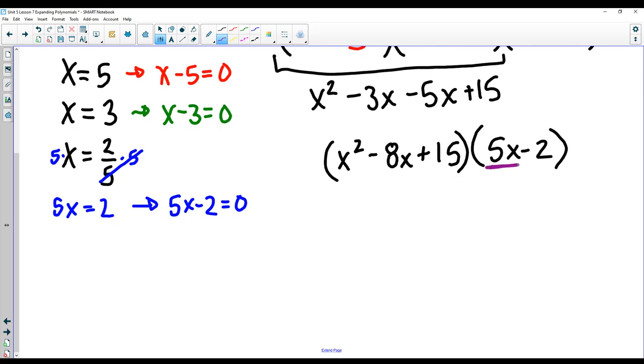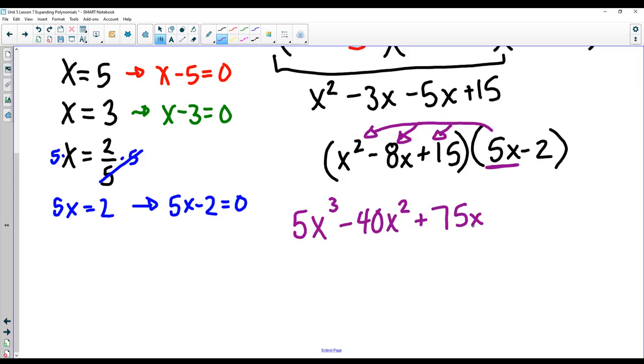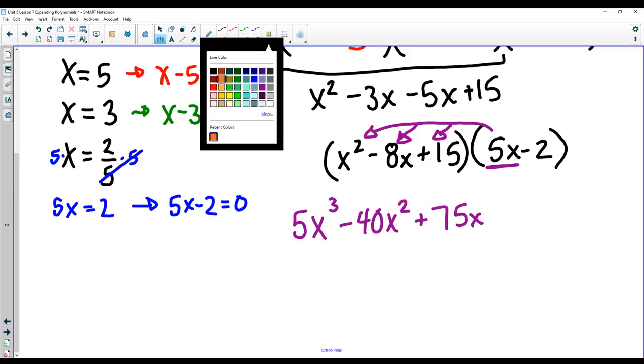So we have a 5x and a minus 2 that we're going to multiply by this trinomial over here. So what's going to happen is the 5x we're going to multiply by all these pieces, and then multiplying the -2 by all the pieces. So let's just work with the 5x first. 5x times x squared, 5x times -8, 5x times 15, and then we work with -2.